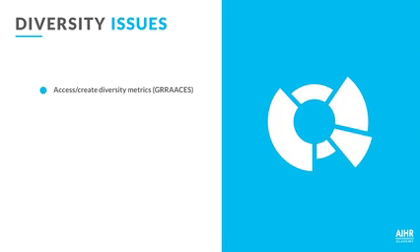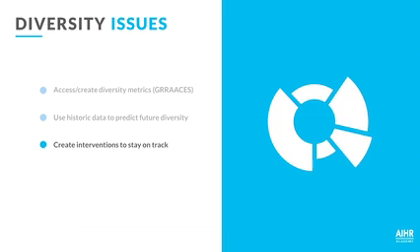Now, the simplest way to do it is to map out diversity in the organization and use historic data and patterns to predict future diversity. If you're straying off track, you can create a number of interventions to stay on track.